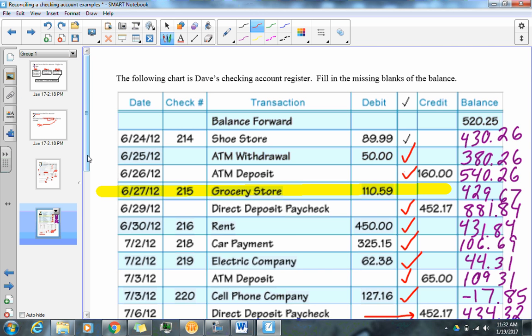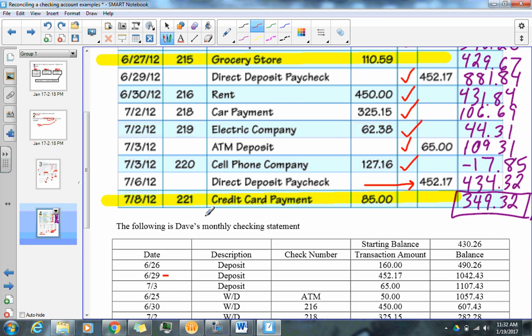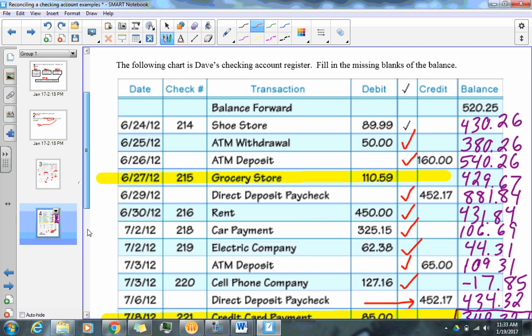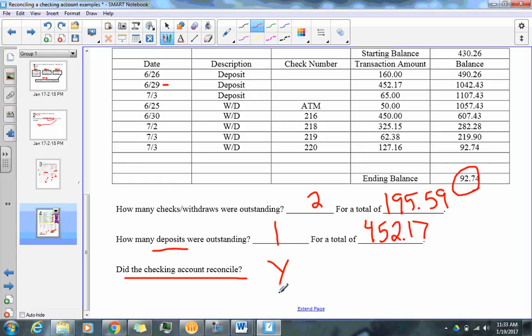So let's go back to our problem. Oh, there it is. $349.32. So $349.42. If that makes a true statement, then you know everything works out and it reconciles. So I'm looking, and it does. So the answer is yes.